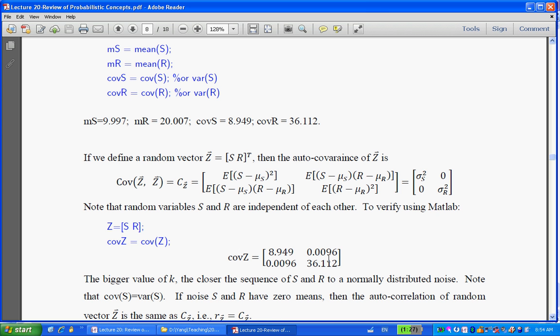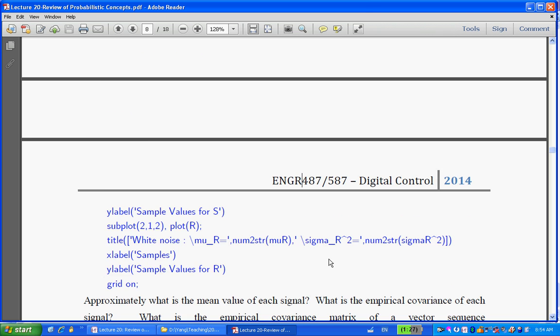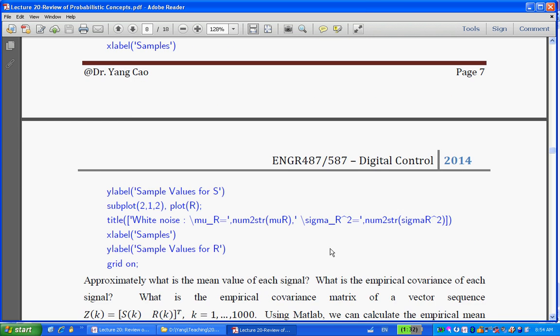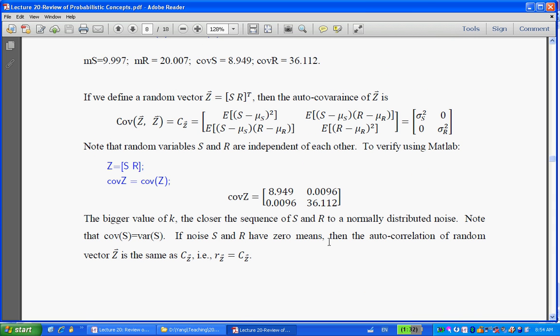The reason is that the length of the noise is not infinite. It's only a limited number, 10,000 here and 100,000 here. If you have a supercomputer, you can punch in a ridiculously high number with all the memory that you require, and you'll see this get very, very close to 9 and 36. So that's how you can verify it.